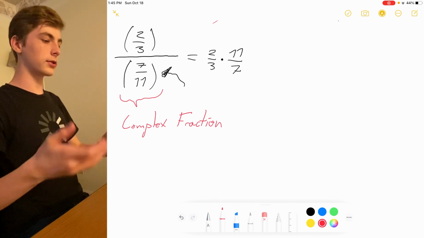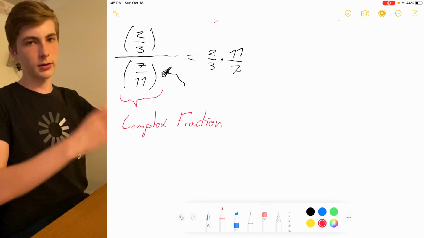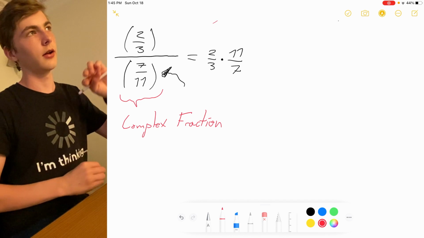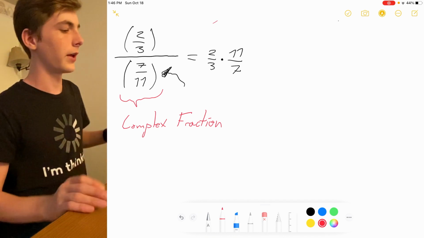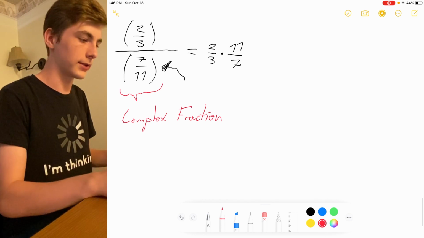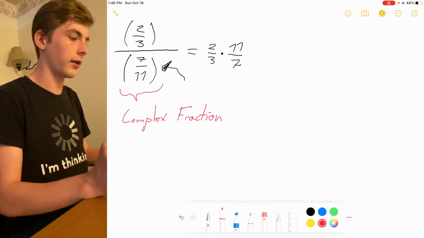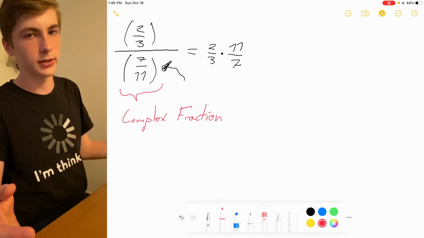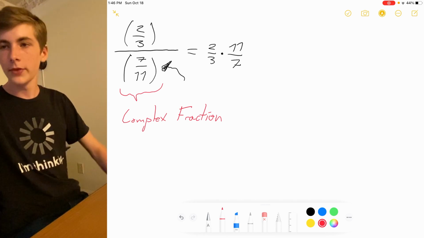So when you see the words complex fraction, it just means a fraction on top of another fraction, or like a fraction inside a fraction. Don't get too caught up with the naming. We have big names for simple concepts sometimes in math. That's just how it is.